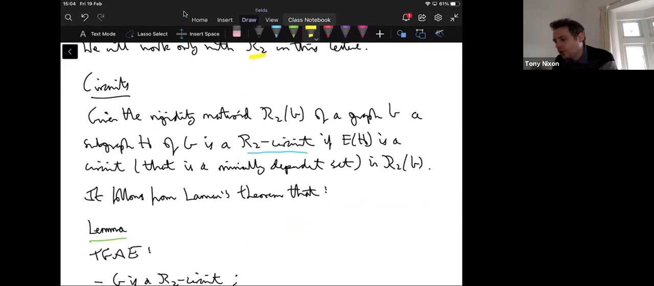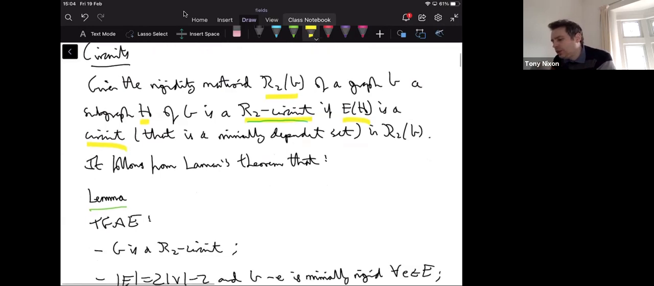So we are going to define a graph. I know in matroids the circuits are edge sets, but we're really going to abuse notation and think of a graph as a circuit. So if we have the rigidity matroid of some graph, then a subgraph of it, H, is called an R2 circuit if the edge set of H is a circuit, i.e. a minimally dependent set. So the edges of H, the rows of the rigidity matrix, are dependent, but if you take any one edge away, those rows become linearly independent.